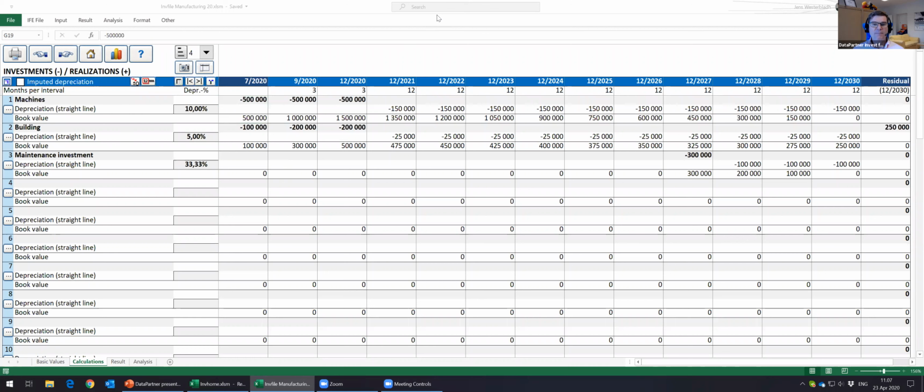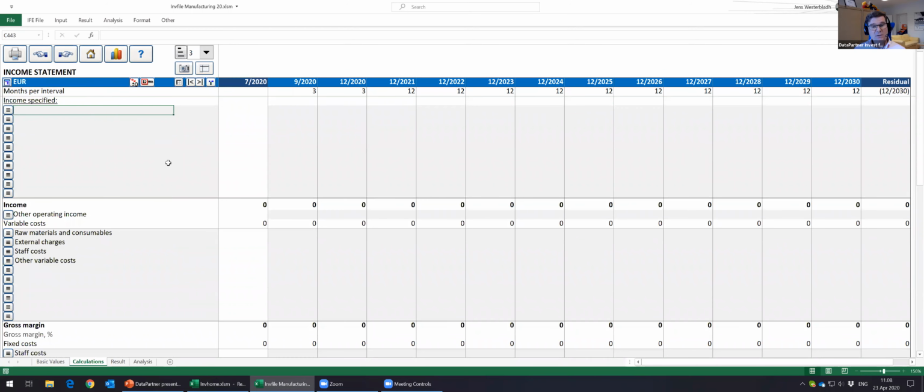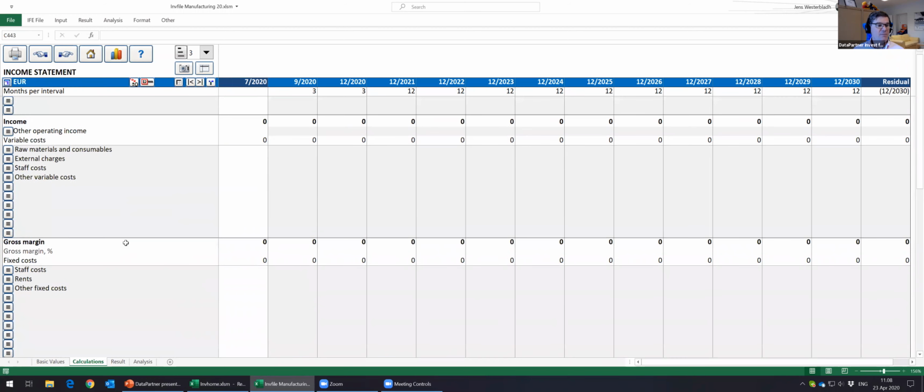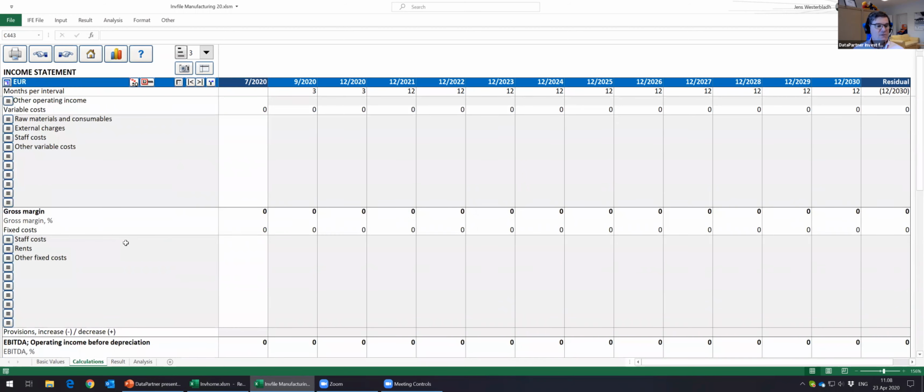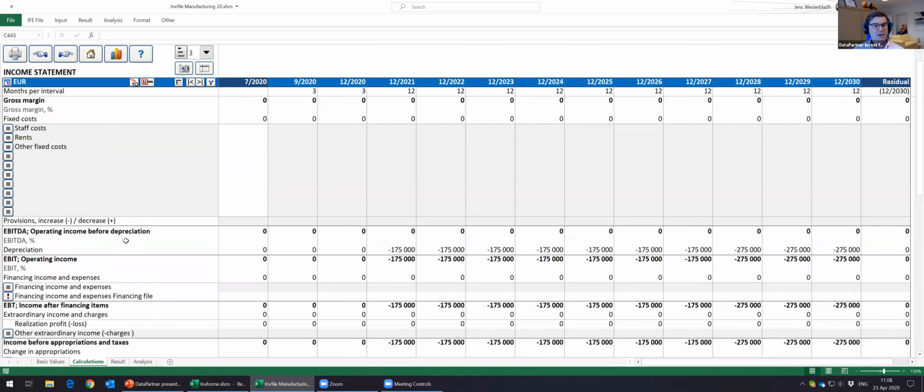So then we continue to the next page with the finger to right. And we come to the income statement. And it's empty. There are some suggested headings, but I can rename them. So I start, here is income rows, 10 main rows, and then there's for variable costs, fixed costs, and so on, the whole income statement.